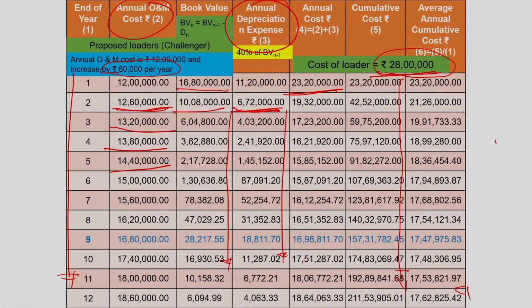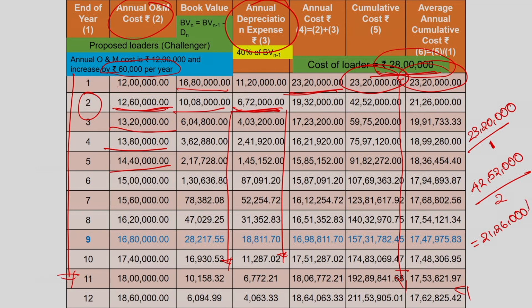So now how will you calculate the average annual cumulative cost? It is nothing but the cumulative cost divided by the cumulative usage of the machine. So for the first year it is nothing but 23,20,000 divided by 1. For the second year, the cumulative cost is 42,52,000 divided by the cumulative usage, which is 2. So you will get the answer as 21,26,000. So if I am going to retain this new machine for 2 years, the average annual cumulative cost for the past 2 years will be 21,26,000.